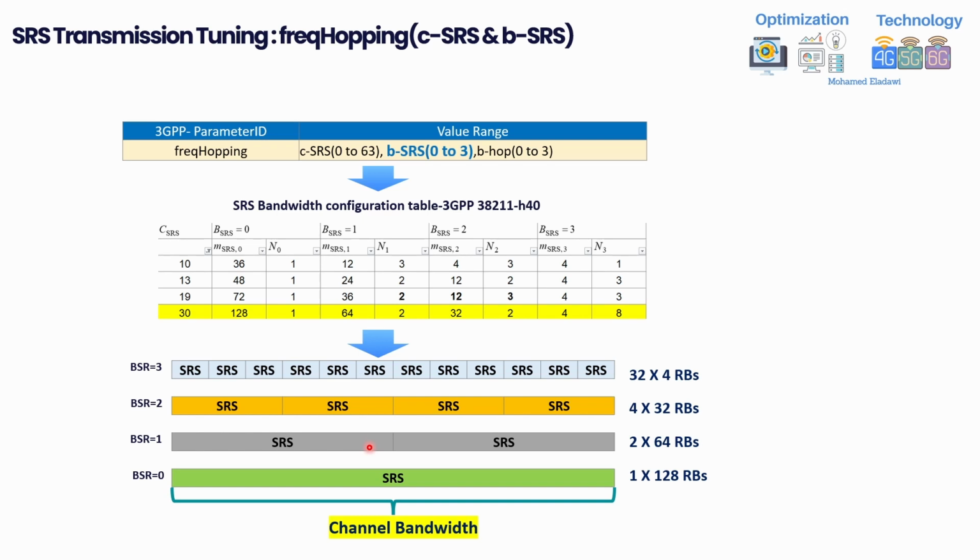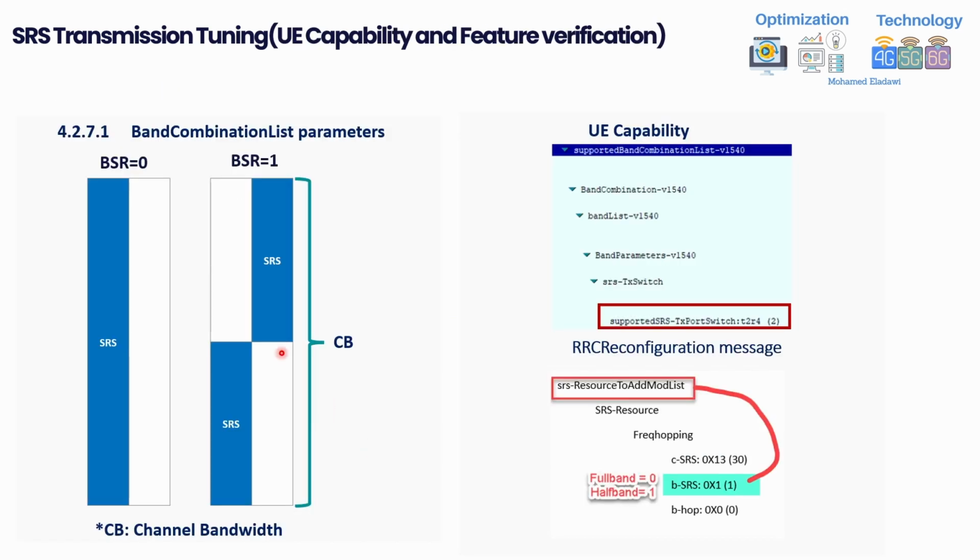So moving forward, how do you verify this from field testing? Here I assume that I moved from BSRS 0 to BSRS 1. So now you will be transmitting over half the bandwidth, so your power is supposed to be increased and your coverage is supposed to improve. The first part you need to verify from the field testing is whether this particular UE supports SRS or not. SRS UE capability is shown through something called supported SRS TX port switch. If this is not available in the UE capability and you couldn't find it, this means this particular UE is not supporting SRS, so you cannot use it for field testing.